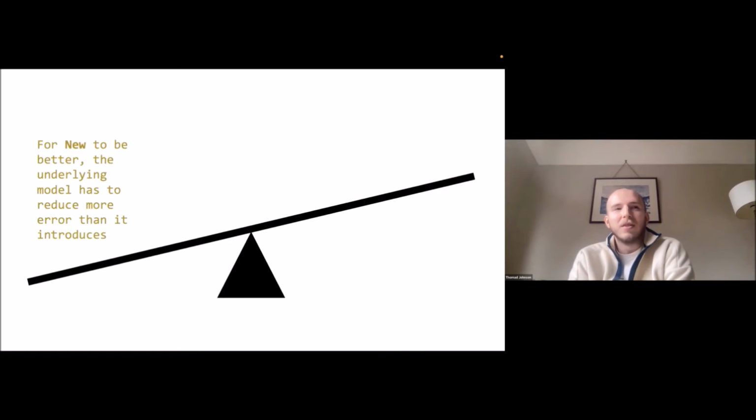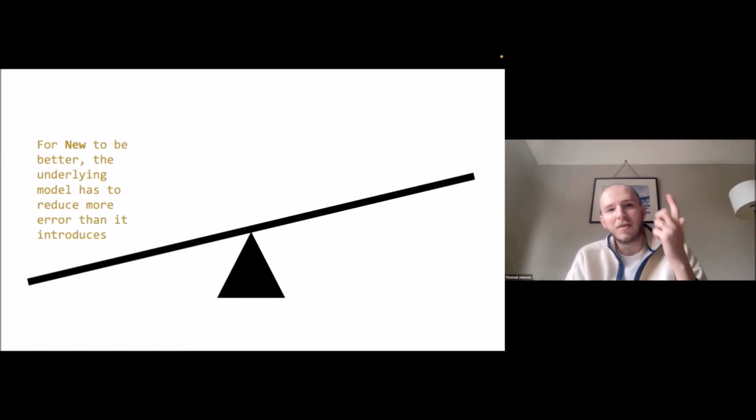Okay, but is it worth it? Is it good? Is the new one we're presenting actually useful? Well, for the new model to be better, it has to reduce more error than it introduces. And what we're arguing is that the original approach, where they just take the aggregated index, is introducing error in the form of things like sampling bias, observation error, all of these different sources.